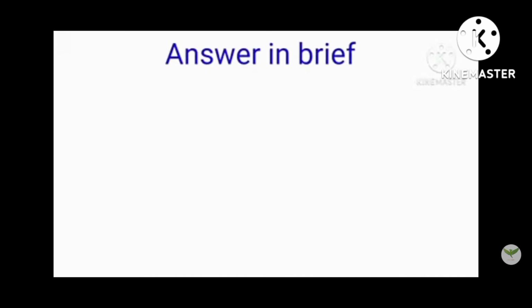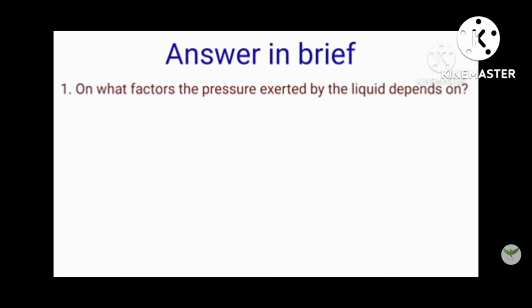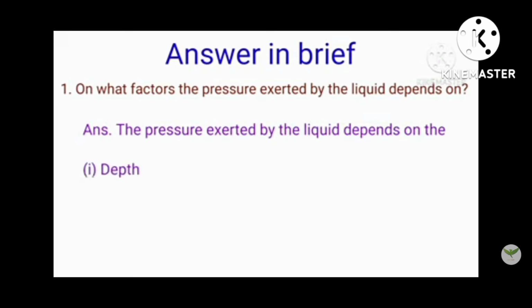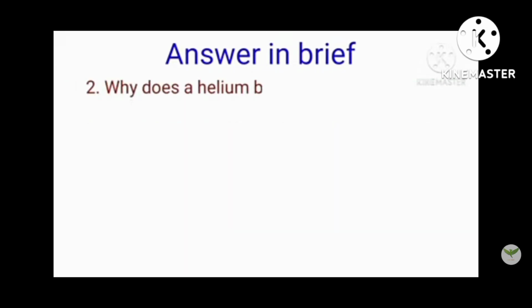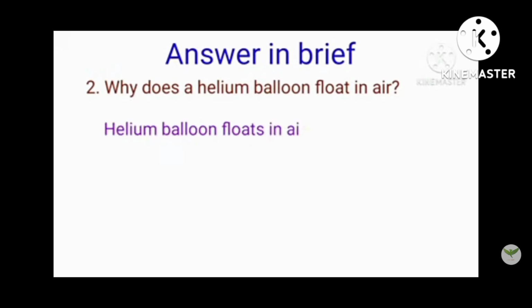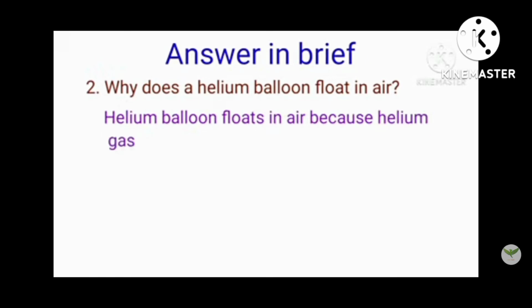Answer in brief. On what factors the pressure exerted by the liquid depends on? Answer, the pressure exerted by the liquid depends on the depth, density of the liquid, acceleration due to gravity. Second question, why does a helium balloon float in air? Answer. Helium balloon floats in air because helium gas is less dense than air.